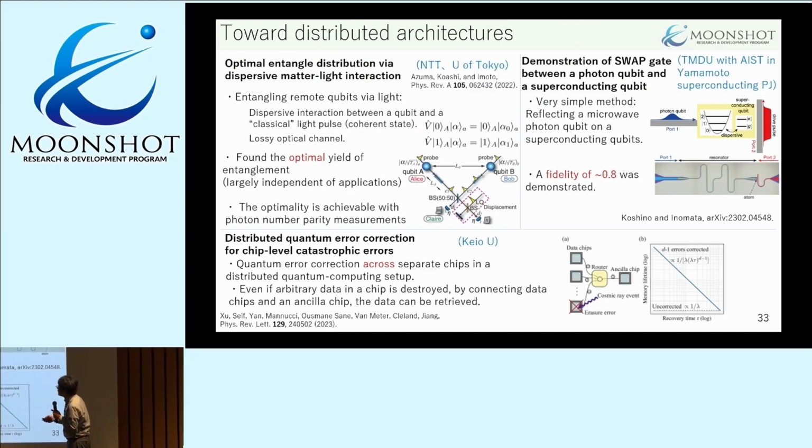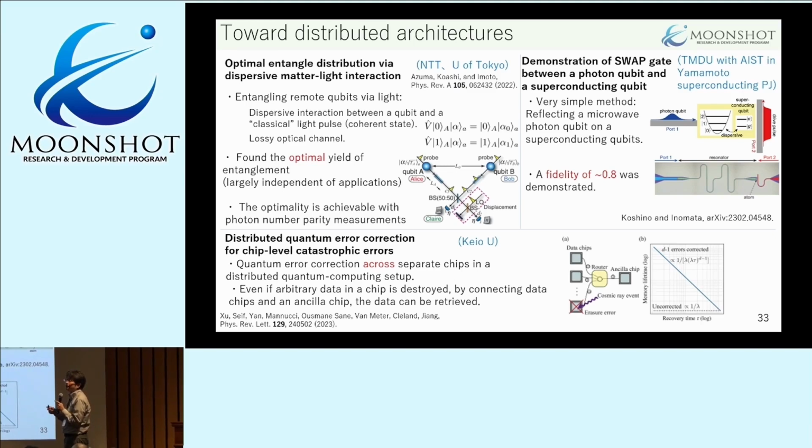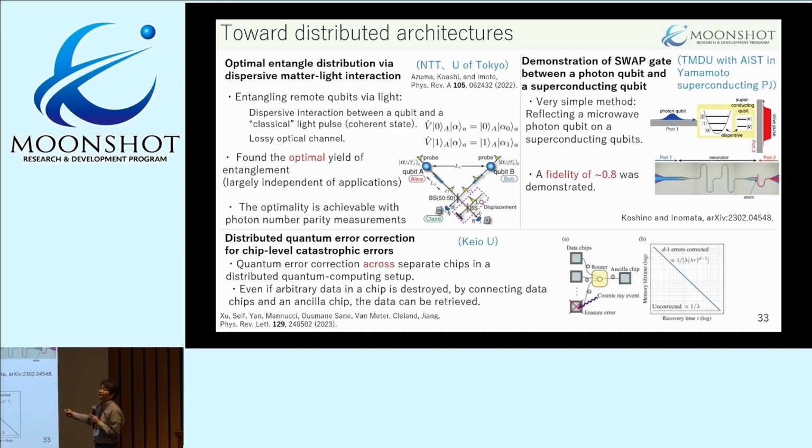Here, distributed architectures are often regarded as a kind of obstacle. But once it is realized, then it also has advantages. And such an example is proposed by the KO group, where burst errors are effectively protected by using a quantum error correcting code across the remote chips.